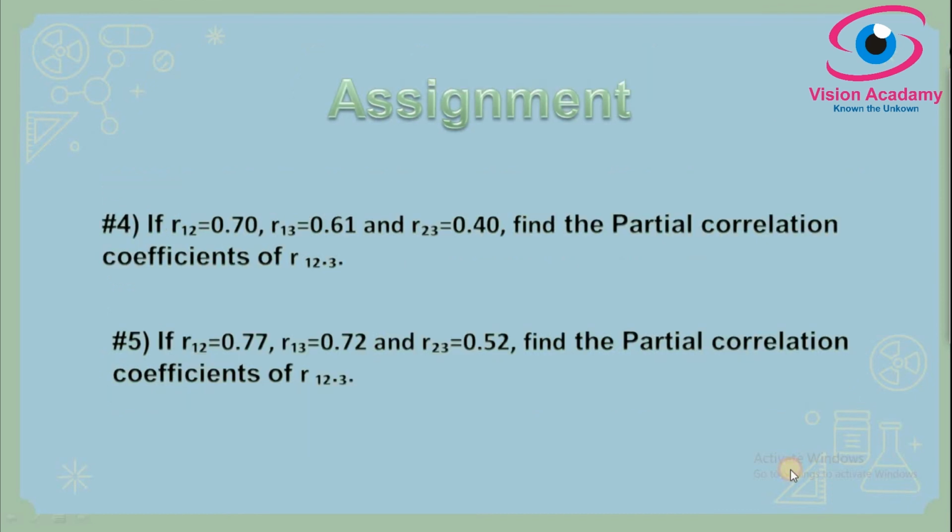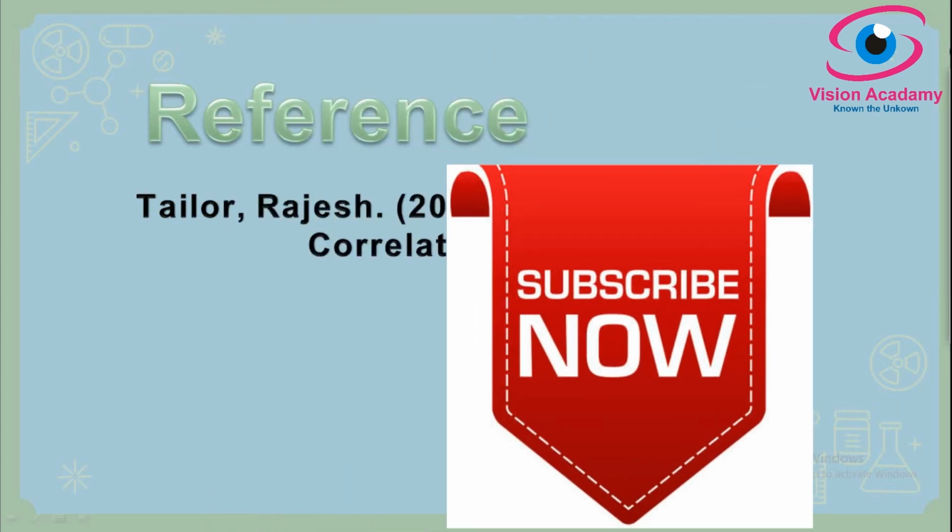Assignment number 4 is: if R12 is equal to 0.7, R13 is equal to 0.61, R23 is equal to 0.40, we need to find the partial correlation coefficient of R12.3. Here you need to calculate only one option, and in the last one also only one option. So these are the assignments. You will be very thorough if you solve these given problems.